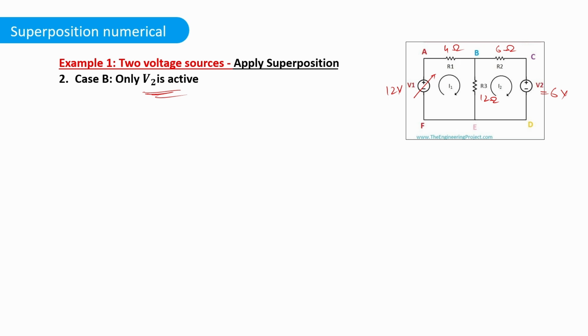Now we will follow the same process we did for the previous case, but now this second voltage source, which is V2, is active, and the first one becomes inactive. And since this is a voltage source, we will short circuit it. You will later on see in the second example that when we use the current source, that will actually be open circuited, not short circuited. Okay, so voltage sources are always replaced with short circuit.